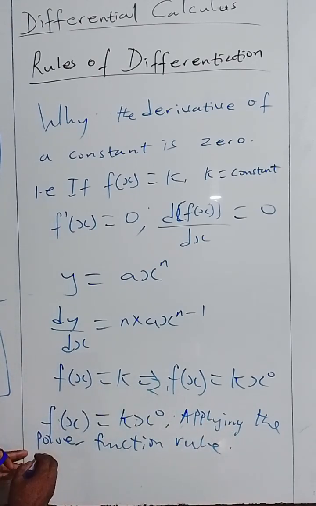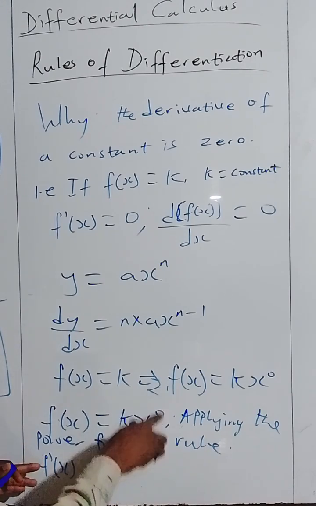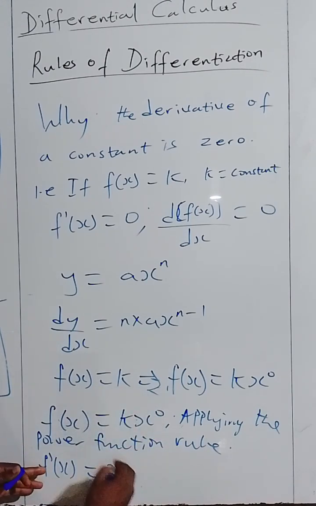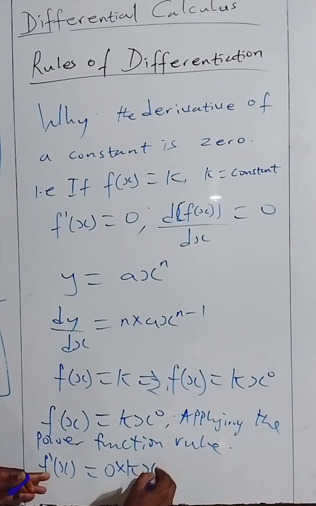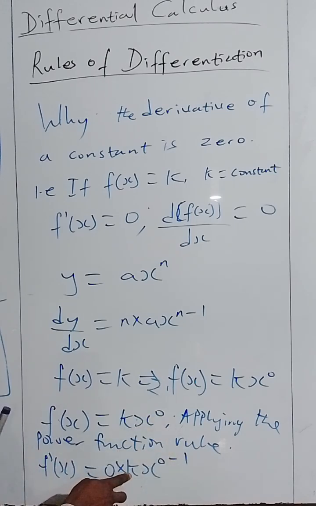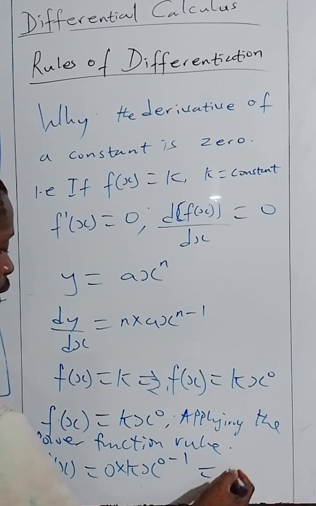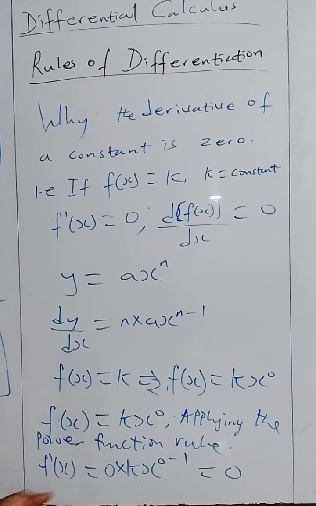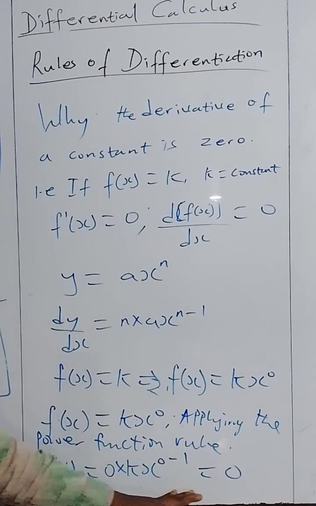we observe that in the differentiation of this function, we bring down the power, that's 0 multiplied by k, then we have x, then 0 minus 1. Now, 0 multiplied by k multiplied by x raised to 0 minus 1, everything here will give us 0. So now, it tells us that the differentiation of a constant is equal to 0.